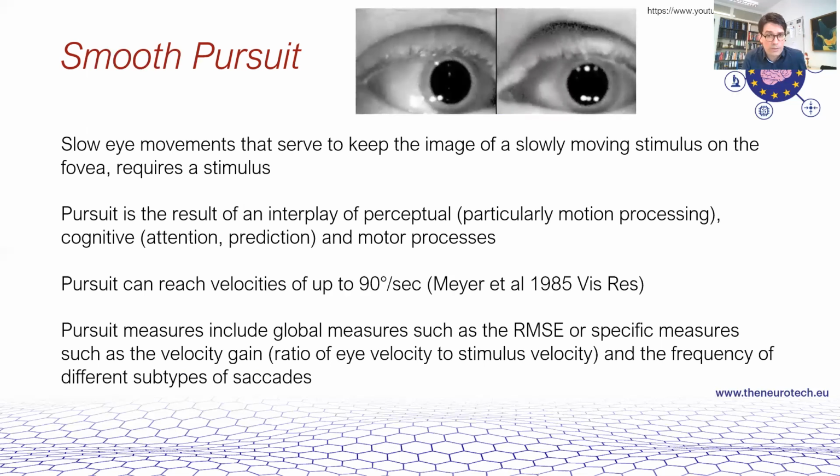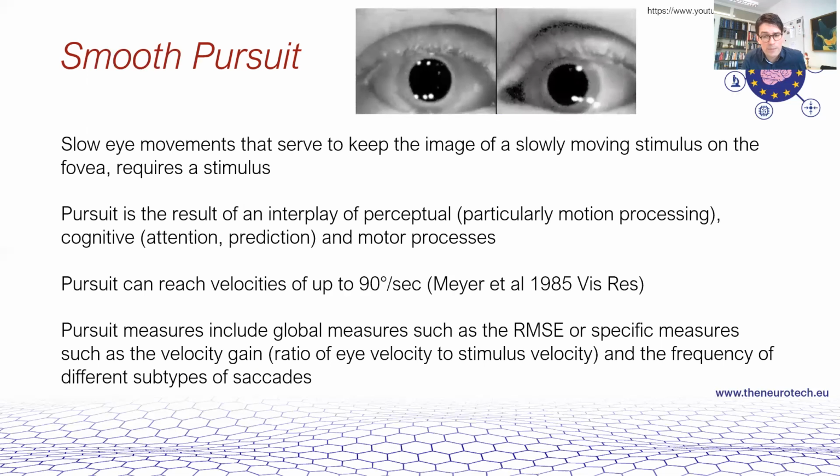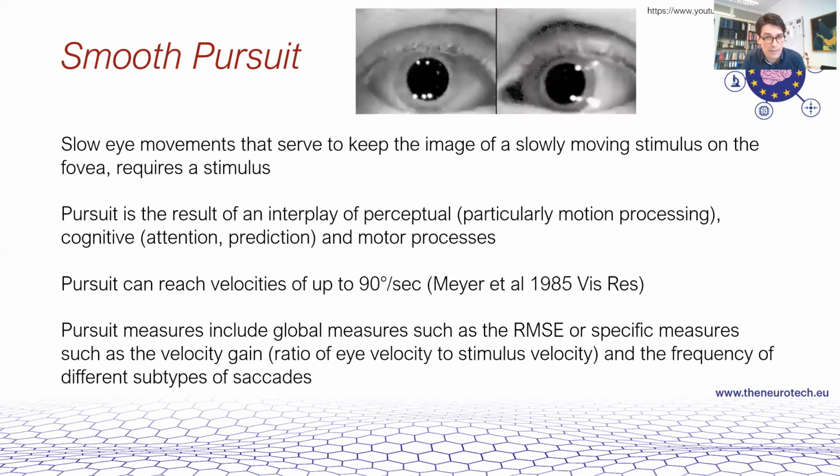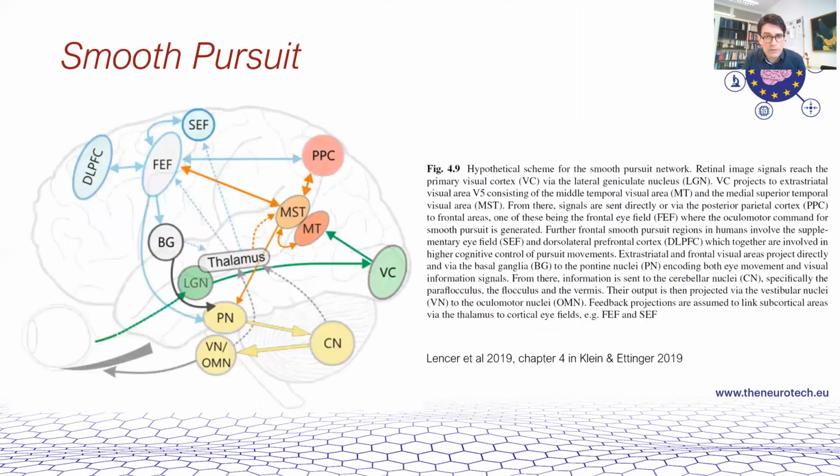Global measures include, for example, the root mean square error, and specific measures include primarily the velocity gain, that is the average eye velocity for a certain segment in time divided by the target velocity, or the frequency of saccades. And there are different subtypes of saccades that occur during pursuit: intrusive saccades, such as anticipatory saccades, or compensatory saccades, such as catch-up saccades.